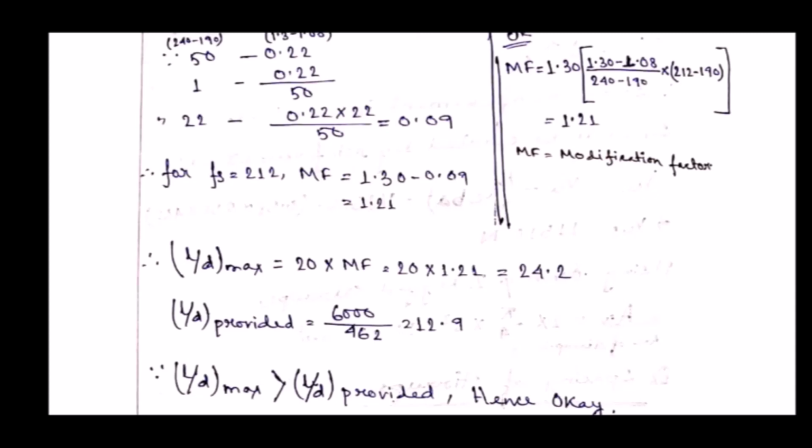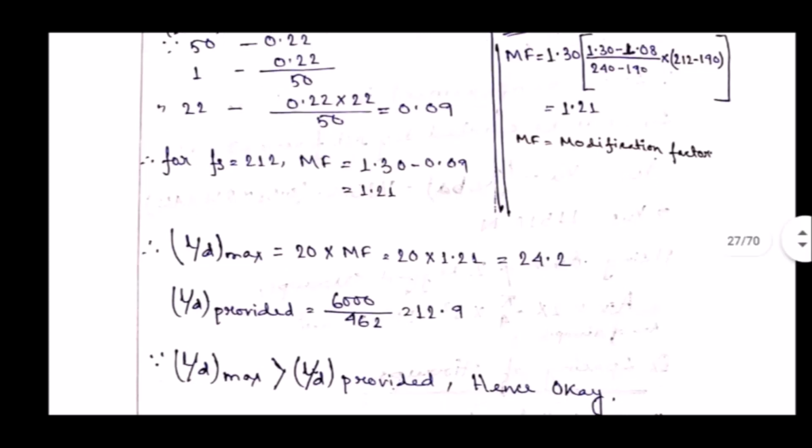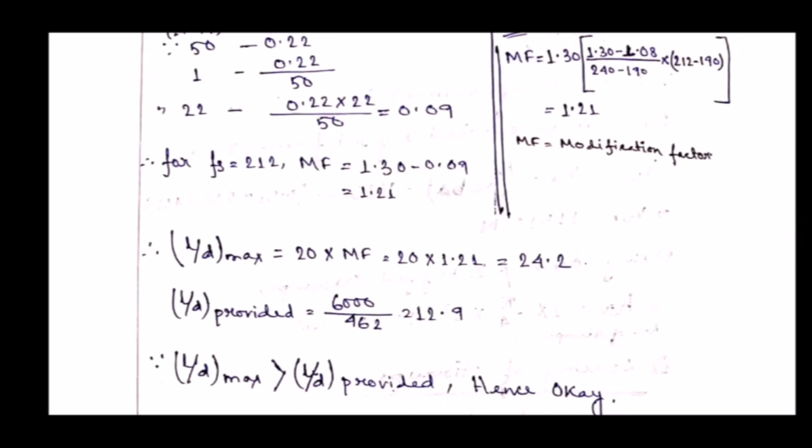L is 6000 mm and D, the effective depth, is 462 mm, that is equal to 12.9. That means L by D maximum is greater than L by D provided. Hence it is okay for deflection. So the deflection check is satisfied. Let's go to the next step.